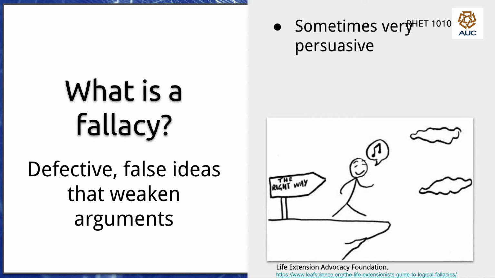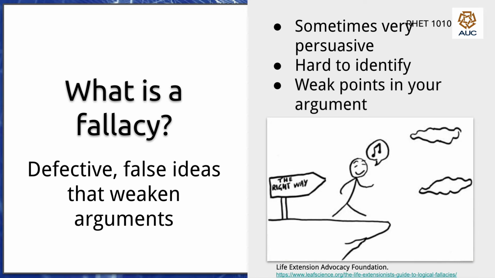It's important to remember that logical fallacies are sometimes very persuasive, and oftentimes they're hard to identify. If you've included one in your own work, it's often the most difficult to spot our own logical fallacies. But with practice, we can become better at noting them. There are weak points in your argument that you want to avoid. So let's start by looking at the first 4 logical fallacies that you'll want to know.